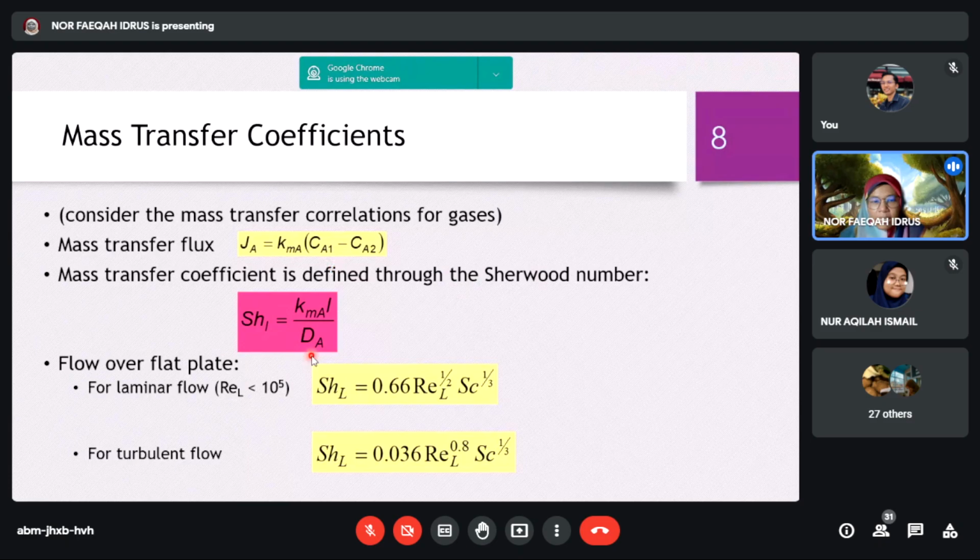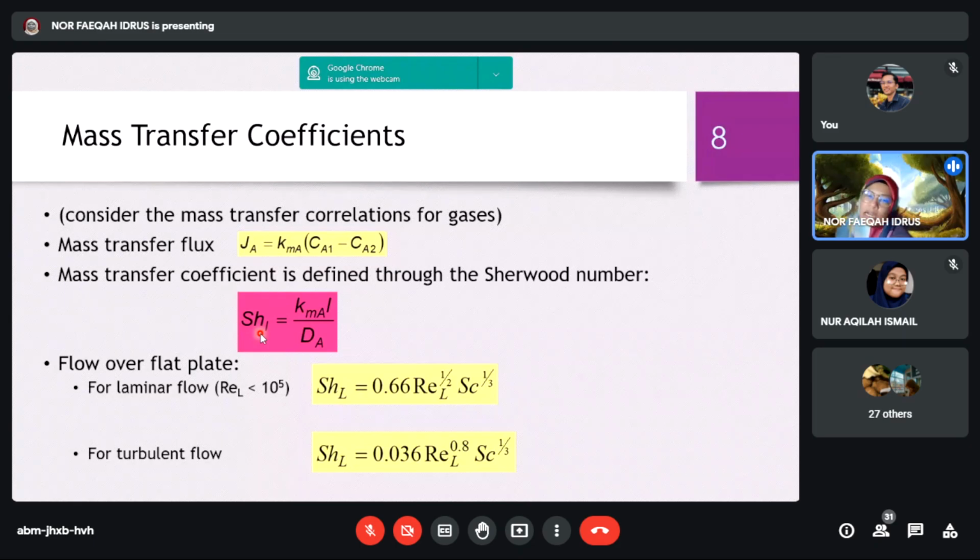Okay, when you have this equation, now we look at the shape of catalyst. So the Sherwood number will depend on the shape of catalyst. Basically, there are three shapes of catalyst that we will consider. Okay, the first one, flow over a flat plate. So this is when the bulk fluid is flowing over a flat plate shape of catalyst.